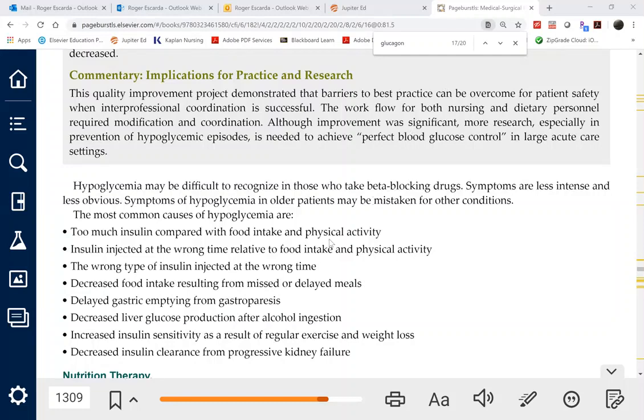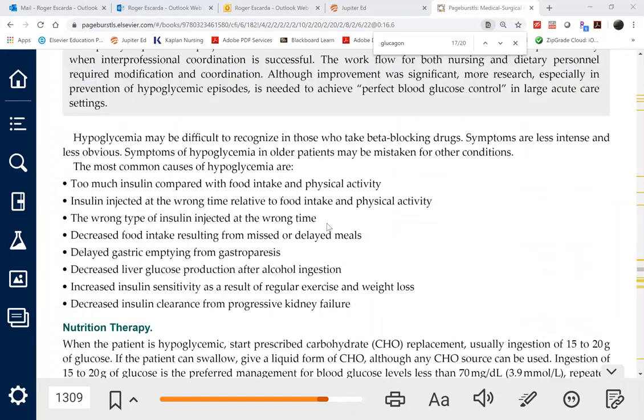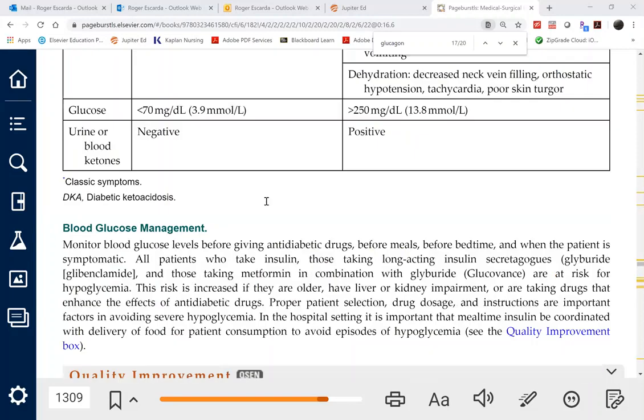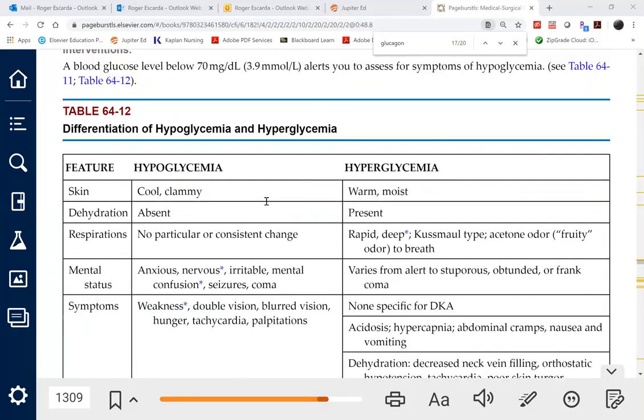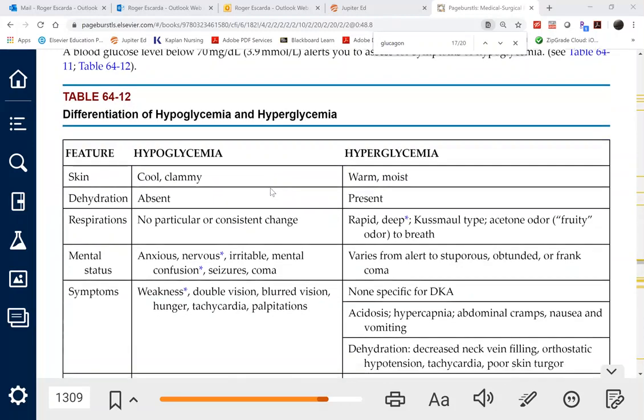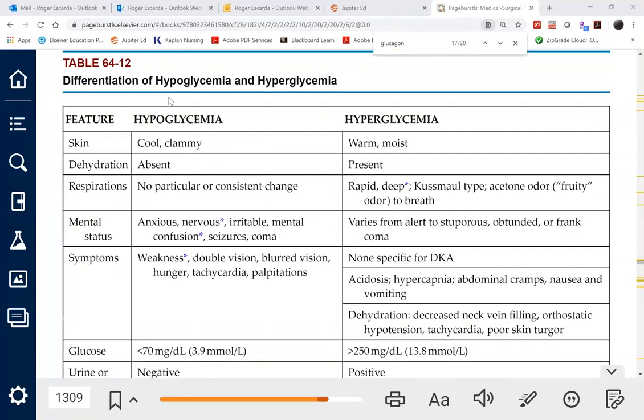This part will be a review because you did hypoglycemia, so I'll just go through this one quick. Let's start with table 64-12, comparing hypo and hyperglycemia. There are 3 acute complications of diabetes.